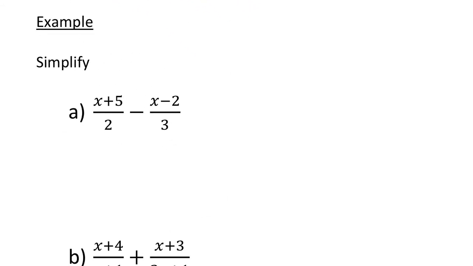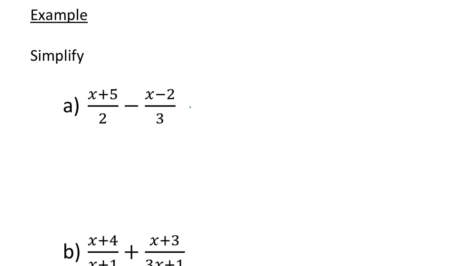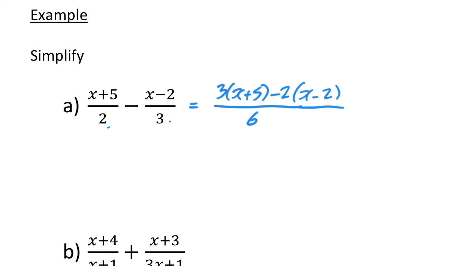This example, we have a simplifying example, and common denominator is going to be 6. This 2 needed to be multiplied by 3 to get 6, so its top line gets multiplied by 3. Likewise, this 3 gets multiplied by 2, so its top line gets multiplied by 2, and just take care. This is where people will make mistakes when you're multiplying out the minus 2 times the x and the minus 2 times the minus 2. Just take care on that, please.